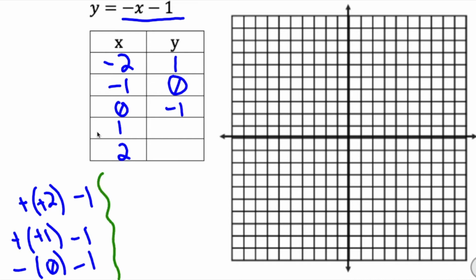All right, let's keep going here. Plug 1 into our function. So I have negative, x is 1, minus 1, and this gives us -2.